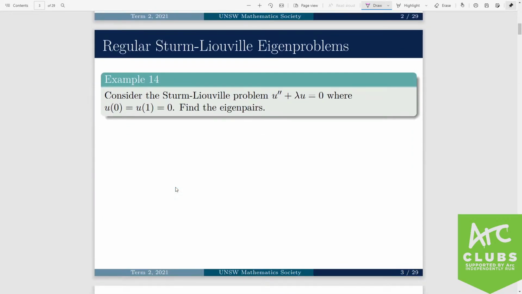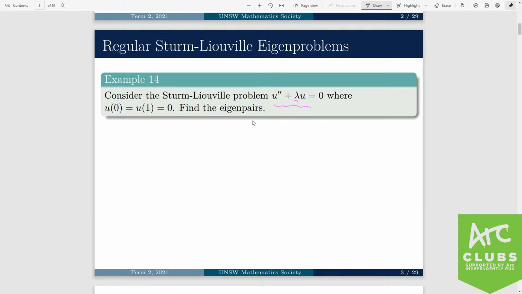So I've talked a lot about these theorems, but really the Sturm-Liouville eigenproblems, they're just another type of differential equation. It's just a type of differential equation that can be written in a specific form. So here, this is a Sturm-Liouville eigenproblem. It should be fairly straightforward. It's just a second order differential equation, except the difference being we have this lambda, which is unknown.